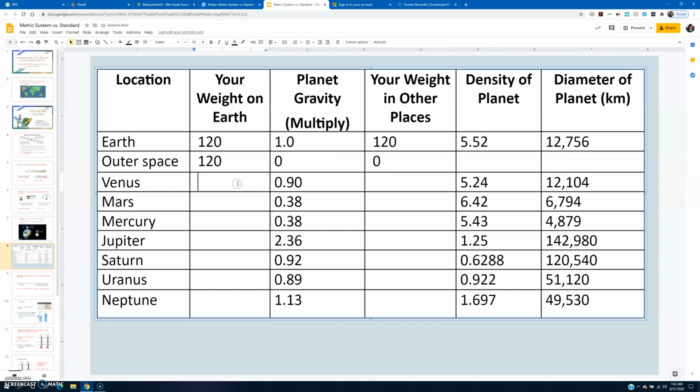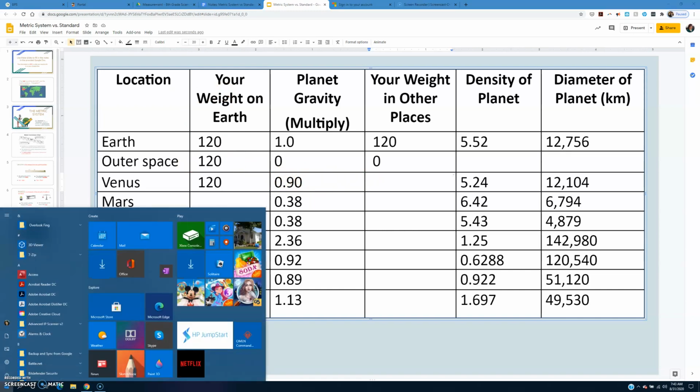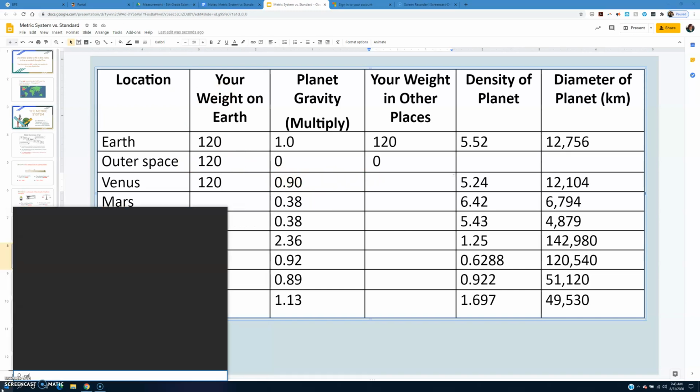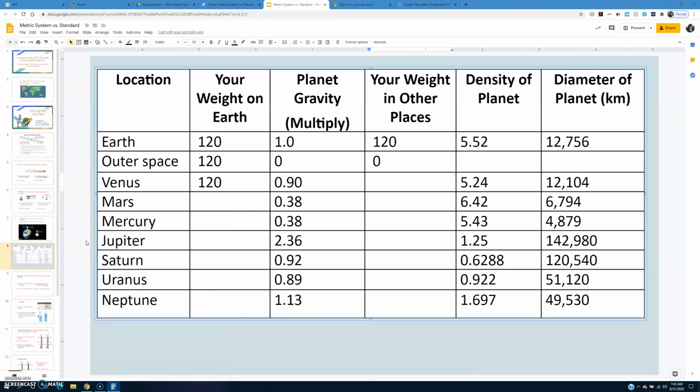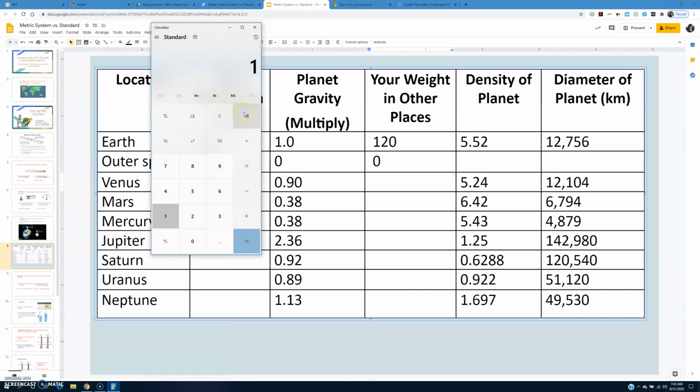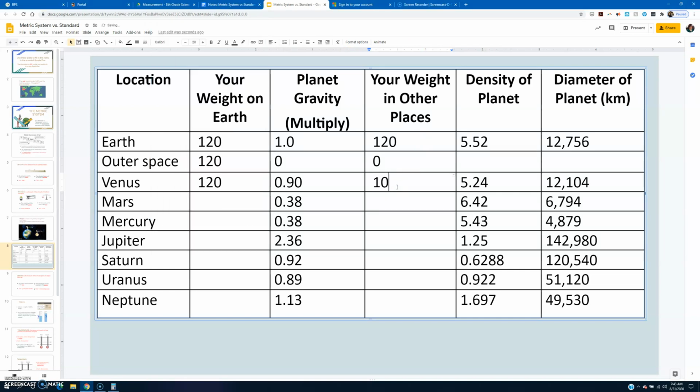If I go to Venus, though, and I weigh 120 pounds on Earth, I would multiply this by 0.90. If I grab a calculator here, 120 times 0.90, I'd be 108 pounds. Notice that my weight has decreased because the amount of gravity on Venus is less.